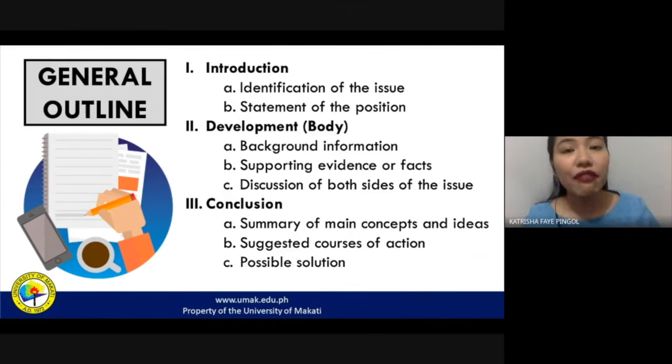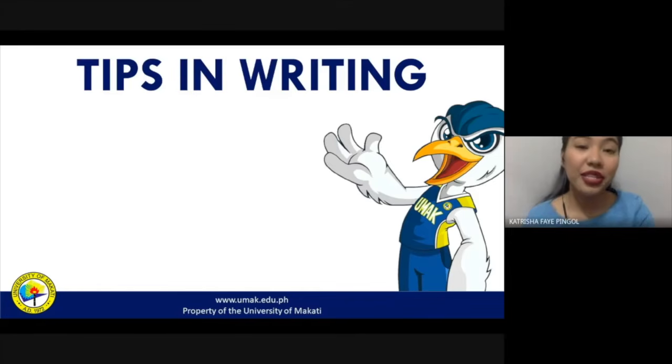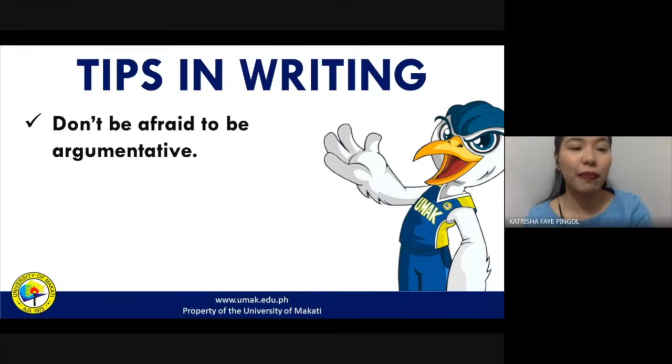Okay? As part of your conclusion as well, this is the part wherein you can suggest different courses of action. How are we going to eventually solve this issue? How are we going to get to the, of course, the last part, your possible solution? So you can discuss all of these towards the end of your position paper. Here are some tips in writing a position paper.